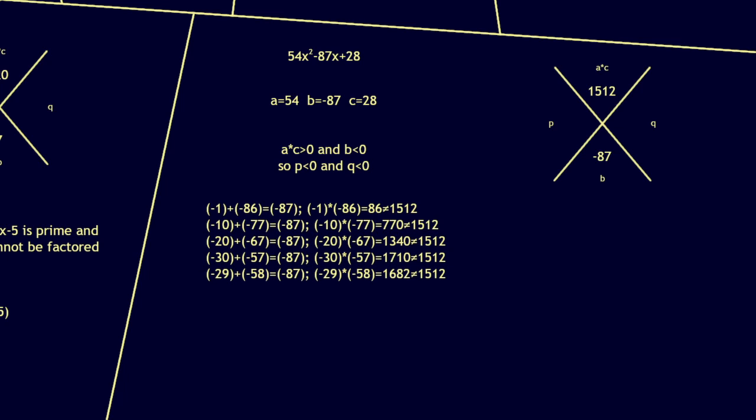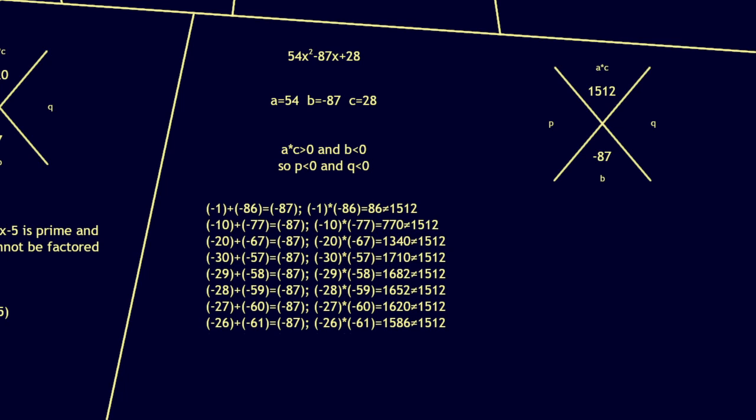Negative 29 and negative 58 multiply to make 1,682. Negative 28 and negative 59 multiply to make 1,652. Negative 27 and negative 60 multiply to make 1,620. Negative 26 and negative 61 multiply to make 1,586. Negative 25 and negative 62 multiply to make 1,550. Negative 24 and negative 63 multiply to make 1,512. 1,512! That's the product we have up in our big X. So our two side numbers are negative 24 and negative 63.